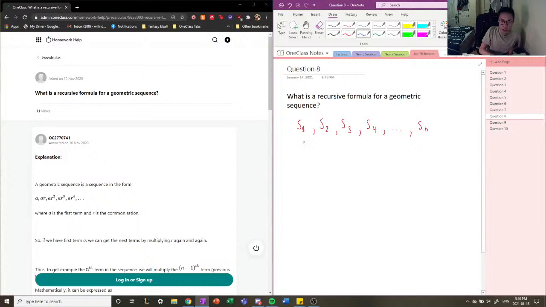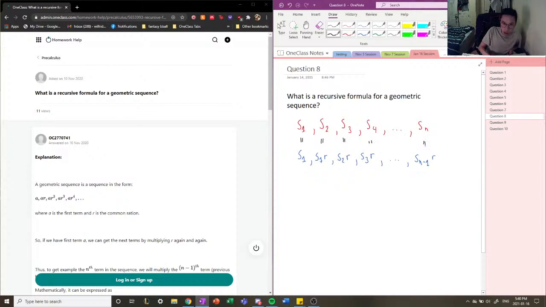Okay, so S1 is by itself just S1, but S2 can be said to be S1 times what we have as a common ratio, R. Okay? S3 can be S2 with a common ratio R. S4 is equal to S3 times the common ratio of R. Right? And if we keep going, then Sn can be related to Sn minus 1 times common ratio of R. Okay? So these are equal to each other.